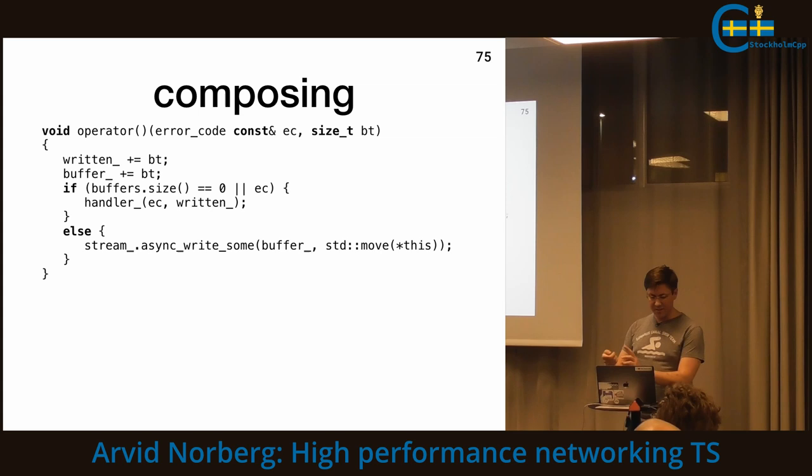Whenever it's called, either there was some error, or potentially some bytes may have been written. So we increment our counter. This buffer plus equals is actually a neat interface of the const buffer and mutable buffers. You can say plus equals something to pop off the beginning of the buffer, which is kind of convenient. If the buffer is empty or there was an error, we're done. In either of those cases, we just call the handler with the error and the number of bytes we wrote. And there's nothing else we need to do. We can just be done.